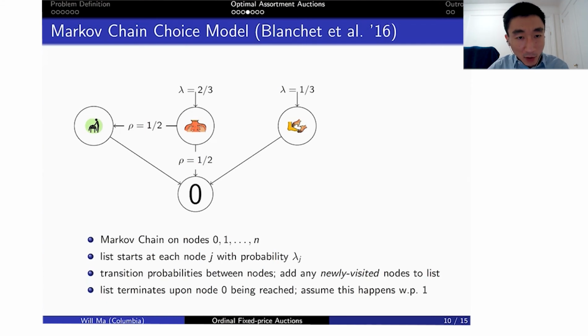So this Markov chain here corresponds to the following distribution over lists. A third of the time, I go like this, and my list is back rub, full body. A third of the time, my list is just a foot rub. A third of the time, my list is just a back rub.